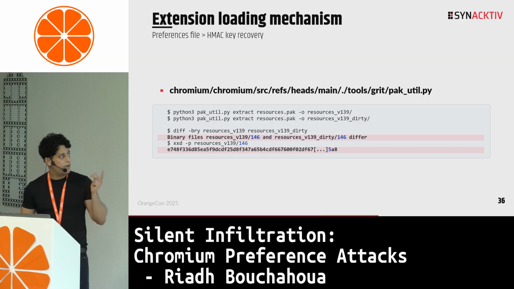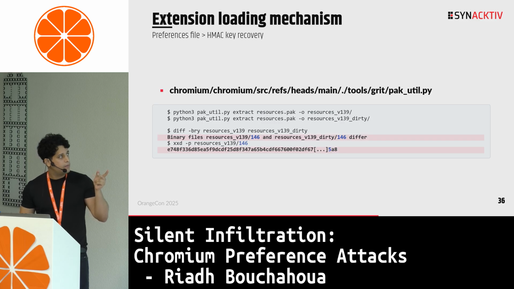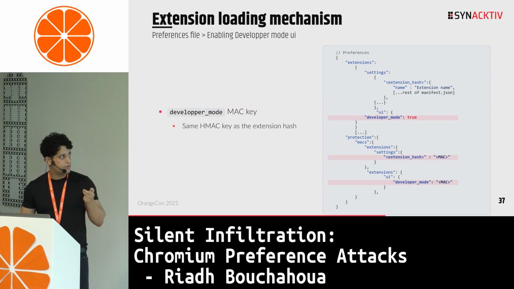So we have a tool in the Chromium source code, which is packutil. So we can extract the resources with packutil, and I modified a few bytes of that file. And by comparing them through diff, I was able to identify that it was file 146, and we indeed have the same seed. So even if Chrome updates their browser, we can still recover the seed, and I will show you later.